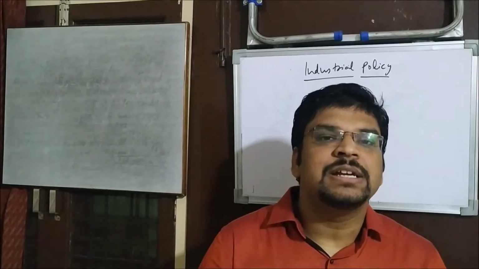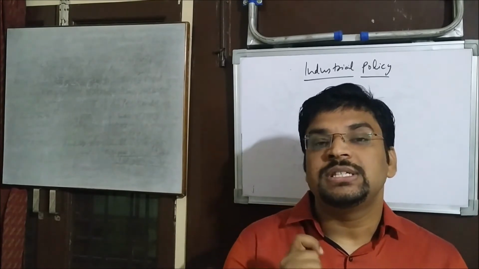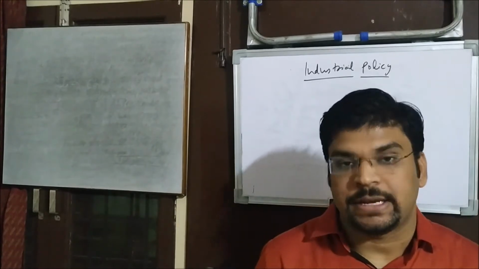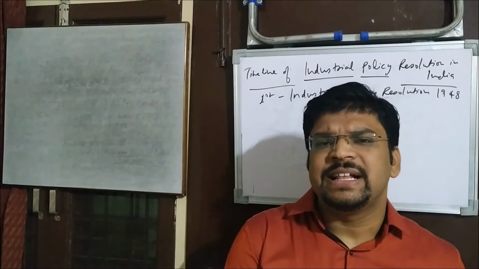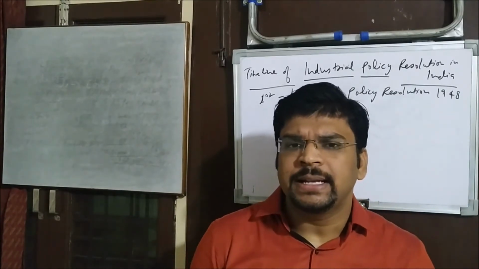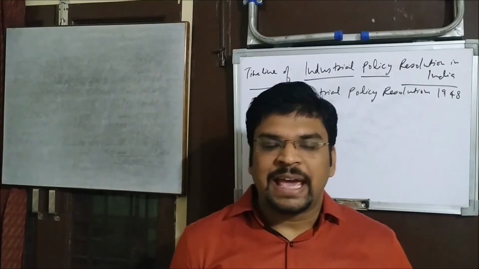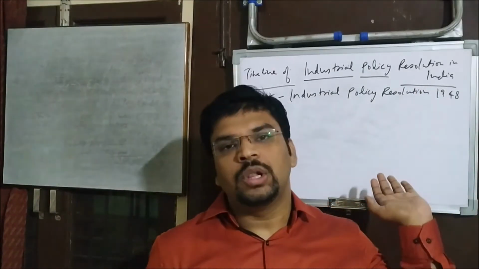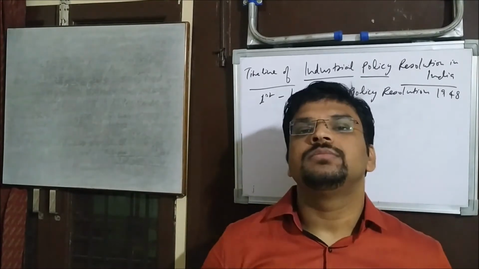So the first industrial policy resolution in India was announced on 6th April 1948. It had various objectives. We are not getting into the detail of what were the objectives behind that. So the government kept on working, and all the industries had to follow all the resolutions given in that policy. It was going on fine.